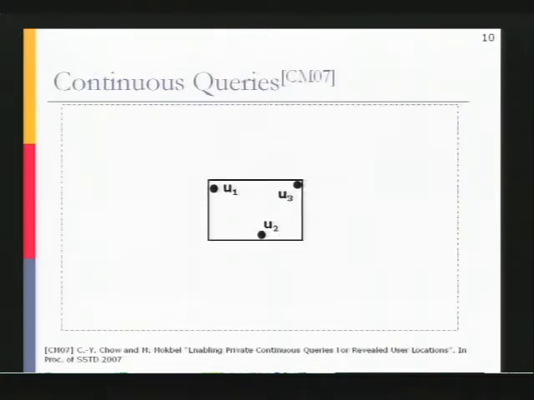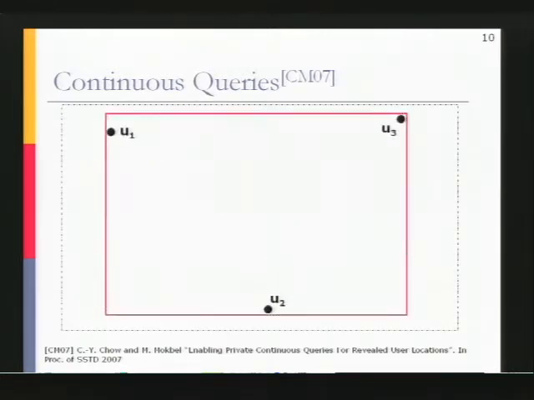There was another method, and this is the last related work method that I will present. This was an SSTD 2007 paper, which proposed the following simple fix. We can take the first snapshot of the continuous query and apply any reciprocal method on top of that, for instance, Hilbert Cloak. Then we freeze this set of users, and at the next timestamp, when the users move, we will get a new ASR, which is their bounding rectangle.